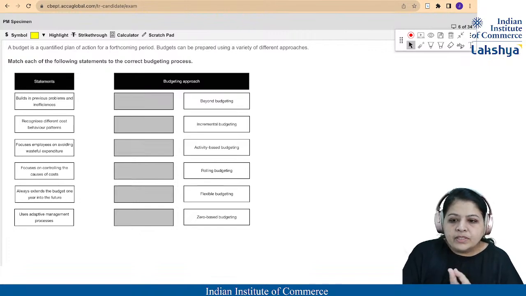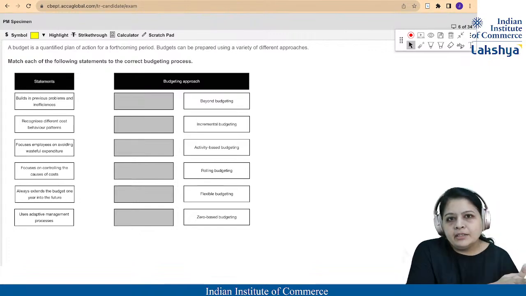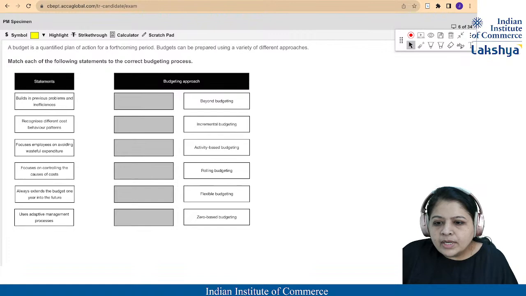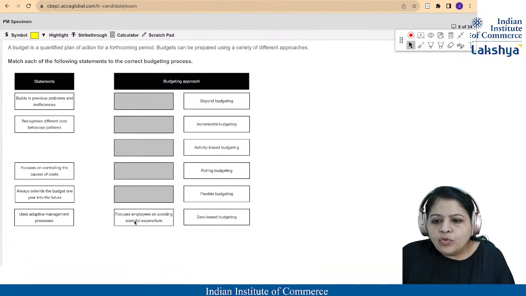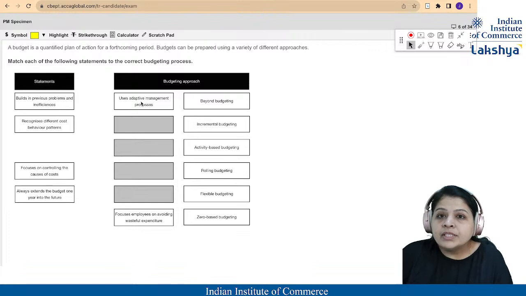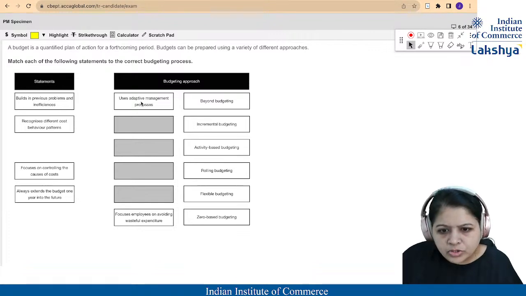So we can go with the ones which we really understand and try to relate them with the budgeting. Builds in previous problems and inefficiencies. Recognizes different cost behavior patterns. Focuses employees on avoiding wasteful expenditure, definitely ZBB. Focuses on controlling the cost. Always extends the budget 1 year into the future. Uses adaptive management processes. What I have done is I have put up budgets which I understand or which students normally do understand.